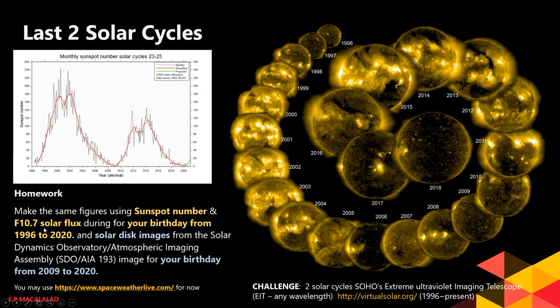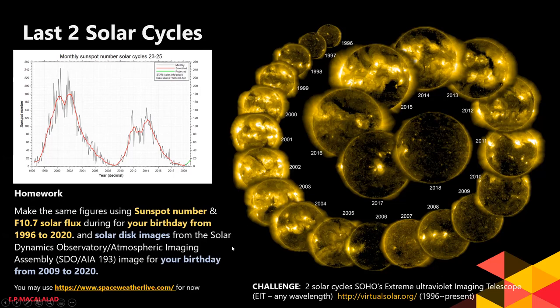And then for the sunspot number or solar flux, we could also look at the archive of spaceweatherlive.com. So you just explore this website, okay, for quick information about the sun, space weather. You can actually go to Space Weather Live. Okay? They have an archive as early as 1996. So that's the past two solar cycles.